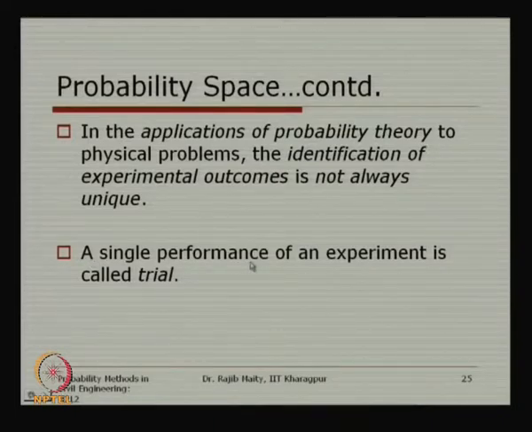A single performance of an experiment we generally call a trial. In a particular trial, whether a particular outcome will come depends on how the experiment is conducted, and that is the way we generally assign the probability. So a single performance of an experiment is known as a trial.